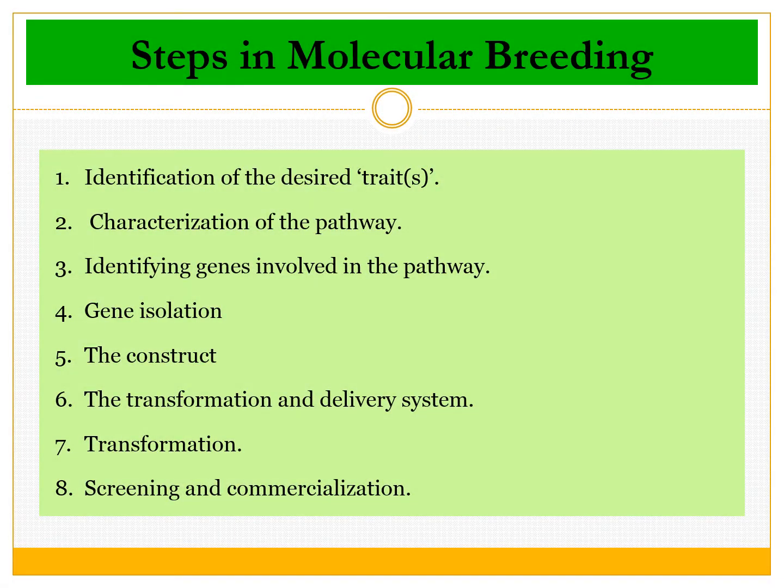Let us look at an overview of the steps in molecular breeding. So the first step is obviously the identification of the desired traits. So these traits can be those which are desired commercially, such as increased tolerance to pests, more response to fertilizer, what is known as an elevated response to fertilizer application, as well as traits such as yield. So these are the desired traits.